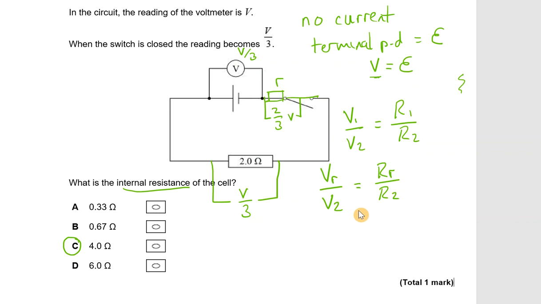So let's put some numbers in here now. We said that V_r is equal to 2 over 3 V, and that V_2 is 1 over 3 V, and that must equal the internal resistance over the external resistance, which we said was 2. So we can do some cancelling and rearranging, and we find that the internal resistance is 2 times 2, which is 4 ohms. Answer C.